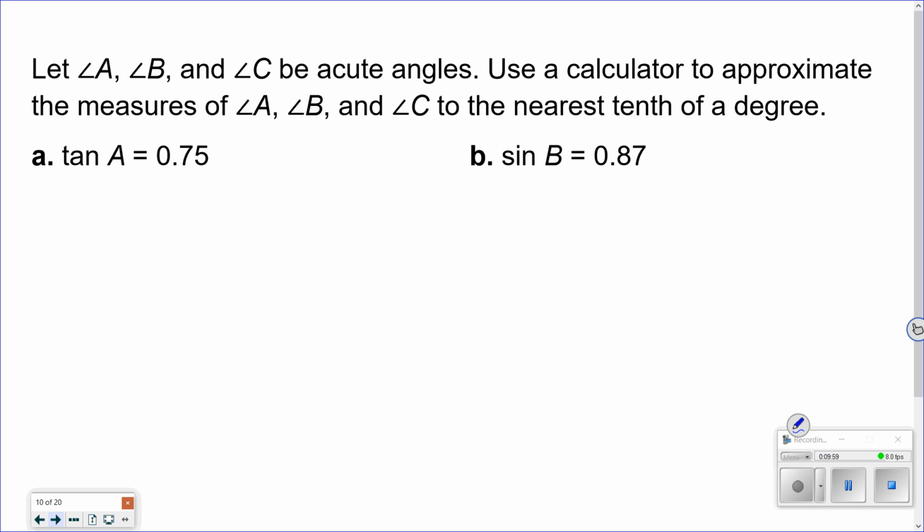It says let A, B, and C be acute angles. Hey, right triangle trig only works with acute angles. Use a calculator to approximate the measures of angle A, B, and C to the nearest tenth of a degree. So we're going to do angle A and B.